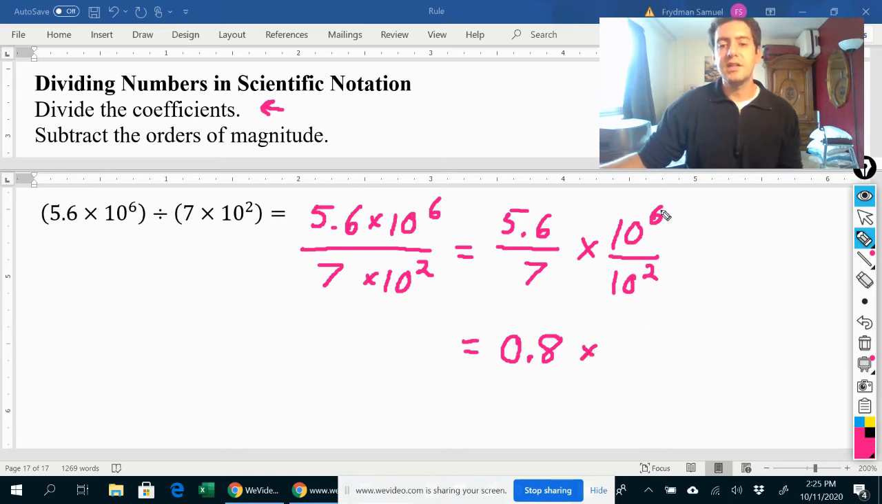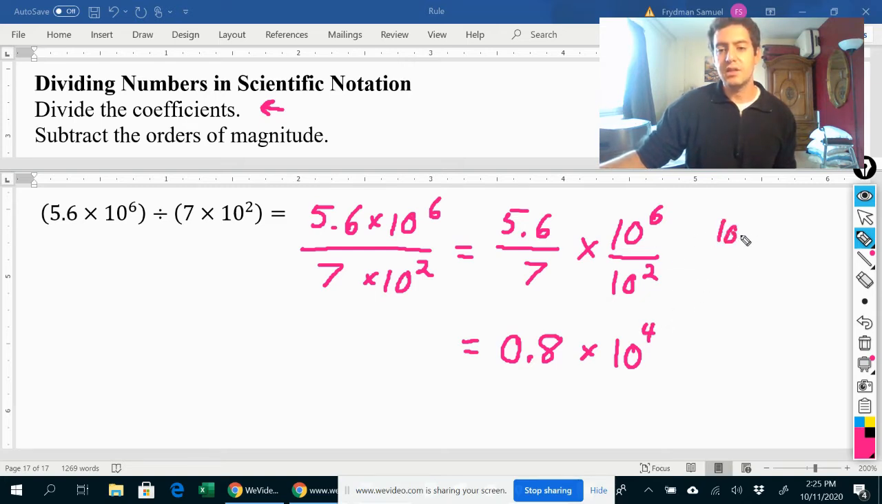And then 10 to the 6th power divided by 10 to the 2nd power. If I remember my rules for exponents, when I'm dividing and the bases are the same, I should subtract the exponents. So 6 minus 2, and that would give me 4. So I'm going to write 10 to the 4th here. Just a quick review on where that comes from.